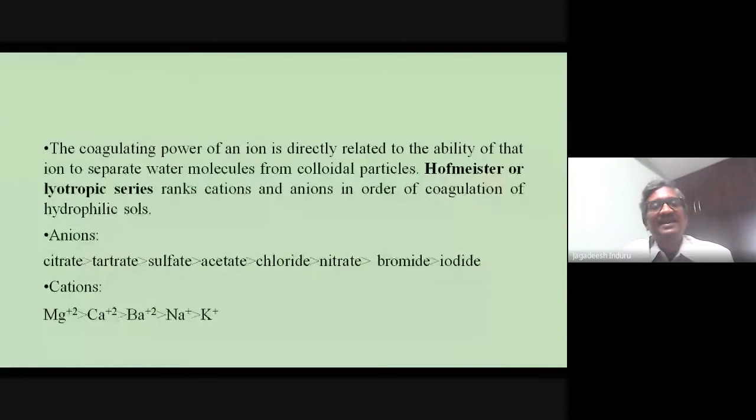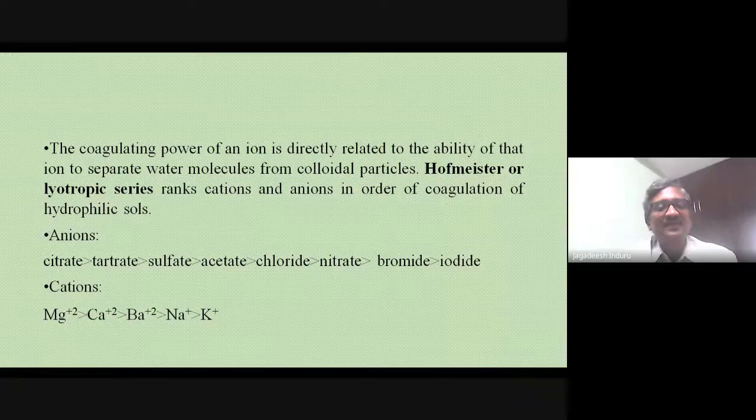Now, in this particular case, you don't have much of a concept to make it clear, but you need to memorize some of the anions and cations. They have a precipitating power in the lyophilic system, and the ability to dehydrate the particles and separate the water molecules. That is actually the Hofmeister series. If you see anions, citrate, which is trivalent, has more impact than tartrate, which is divalent, and tartrate and sulfate are both divalent, but tartrate has more precipitating power than sulfate. This is one thing which you need to understand.